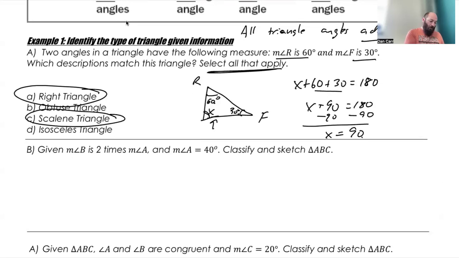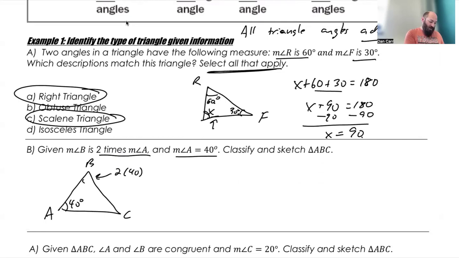So given measure of angle B is 2 times measure of A, and angle A is 40 degrees, classify and sketch a triangle ABC. So just draw out some kind of triangle here. So I'll go with, says here angle B is bigger than angle A. So I'll put A here, B here, and C here. Now, we know that angle A is 40 degrees and angle B is 2 times that. So if I do 2 times 40, I'm going to get 80 degrees. So we have that third angle that we need to figure out.